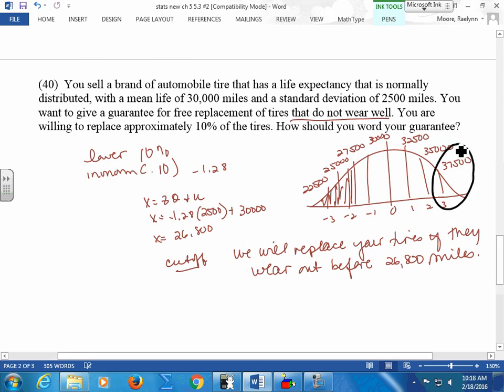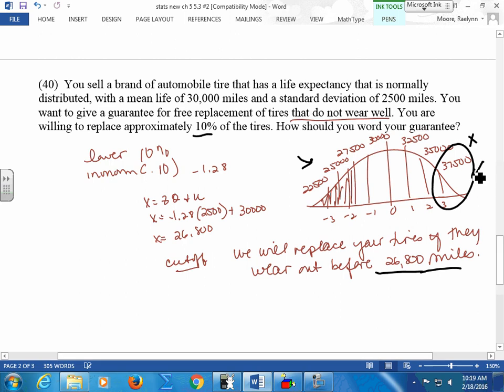More power to them. Their tire lasted well more than it was supposed to last, right? Are these people going to come back and complain? No. So all I care about is these guys. That's the 10% I care about. It's my lower 10%. So I need to know where I'm going to cut this off. So instead of telling them I'm going to give them the lowest 10%, I have to tell them how many miles do you expect your tire to run, and if it doesn't run, will I replace it? So if it wears out before it hits that limit, then I should replace your tire. And that's how I'll word my message.